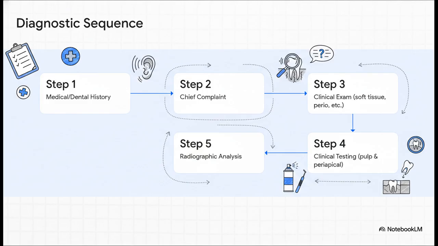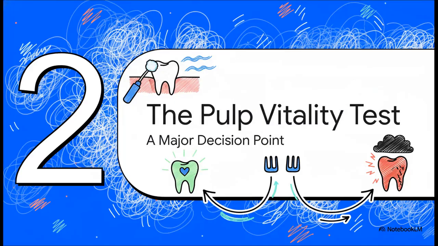We always start with the medical and dental history. Then we listen, and I mean really listen, to the patient's chief complaint. After that, we do a thorough clinical exam, checking everything, soft tissues, periostatus, the works. It's only after those first 3 steps are done that we even move on to clinical testing and finally the x-rays. See how each step builds on the last? It's systematic.